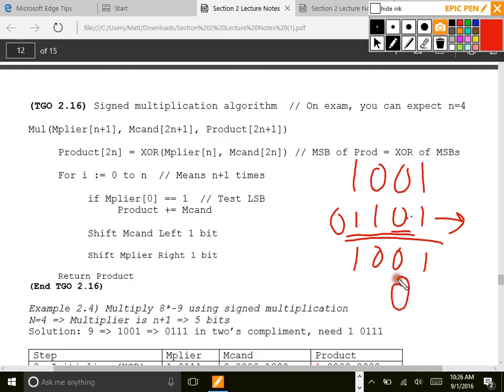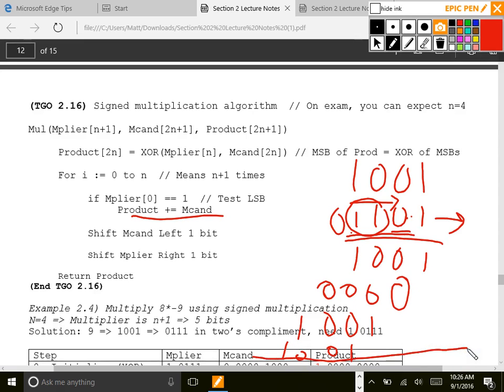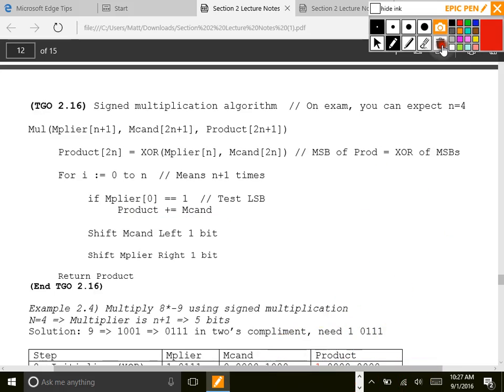Then we shift left the multiplicand, do the product, so it becomes 0. And then we right shift here, so it becomes 1, 1. So it becomes 1, 0, 0, 1. Right shift the multiplier, left shift the multiplicand again, 1, 0, 0, 1. And then our solution is down here, 1, 0, 1, 0, 1, 1, 1. See how that worked? So that's actually physically how it's working.